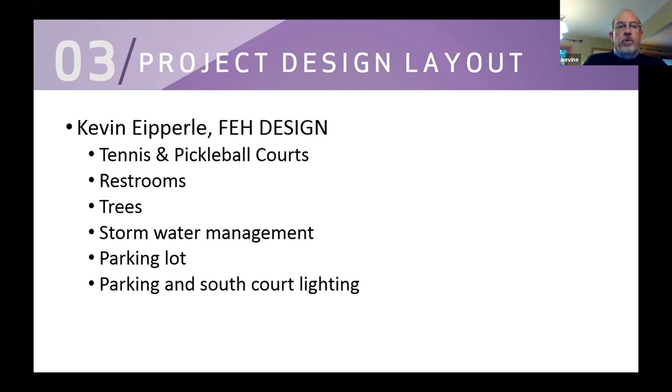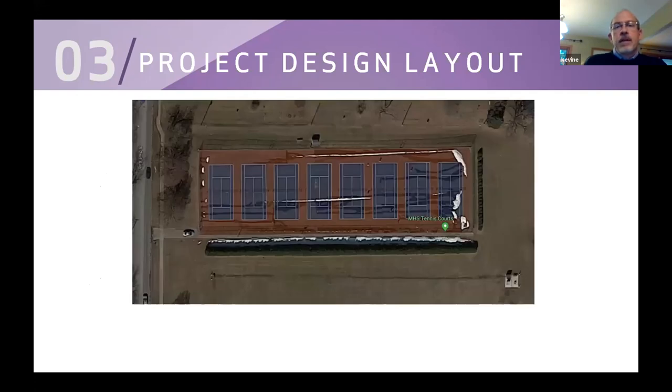So I will briefly show you the tennis and pickleball court layout, the restrooms that are planned, talk about the trees, and of course the parking lot, and then the lighting will be covered by the rest of the team. So this is an aerial that shows the existing layout of the current eight courts. You can't really see the cracks from here, but it gives you a sense of where this is located.